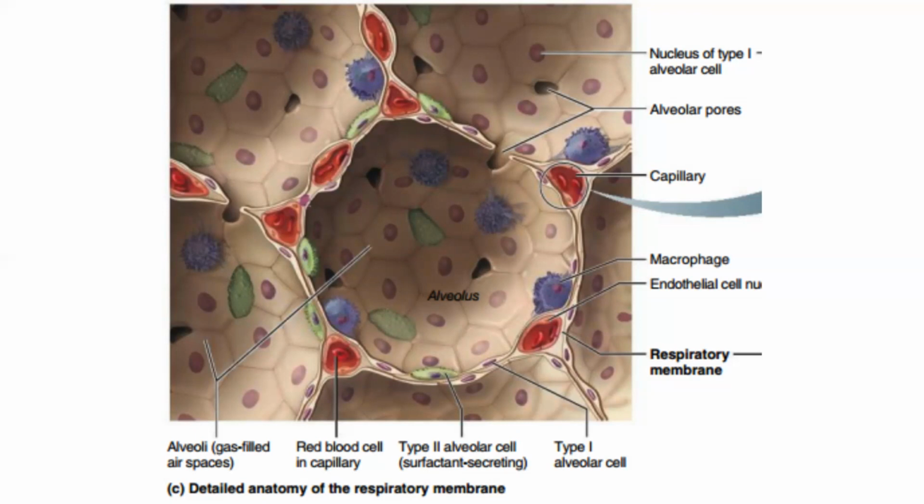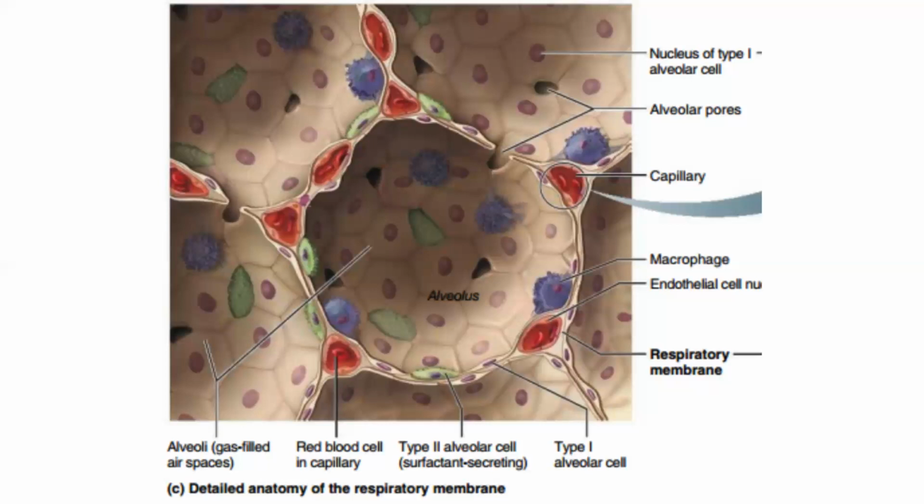Type 1 alveolar cell is squamous epithelium, which is for diffusion. Type 2 alveolar cell produces a special substance called surfactant, which lubricates the inner surface of the alveoli and reduces the surface tension of the alveoli.